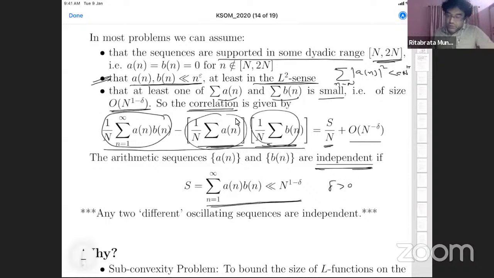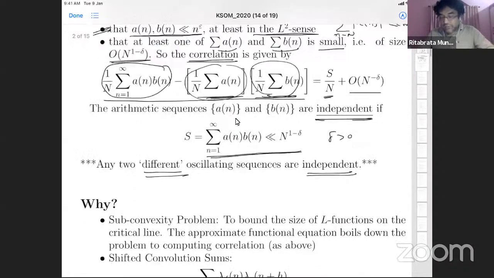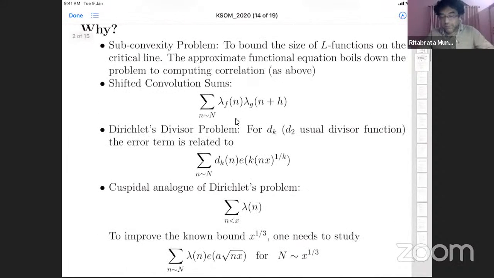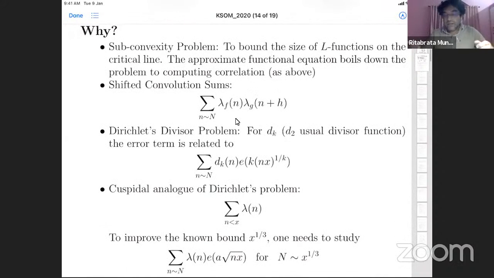And the usual philosophy is that if you have two different oscillating sequences, if they're coming from two independent sources, like one is coming from a Dirichlet character, the other is coming from a modular form Fourier coefficient, then they are necessarily independent. Okay, so that's the usual philosophy. For example, if you take one to be coming from the Fourier coefficients of GL2, the other one coming from the Fourier coefficients of GL3, then they will be independent.